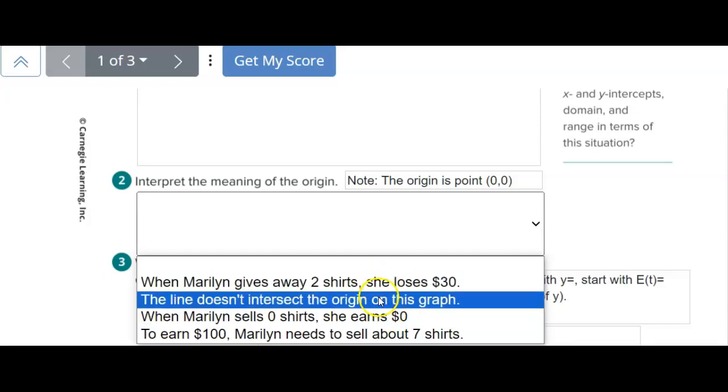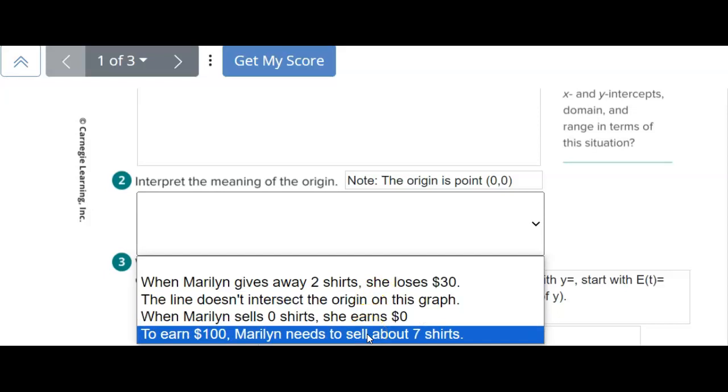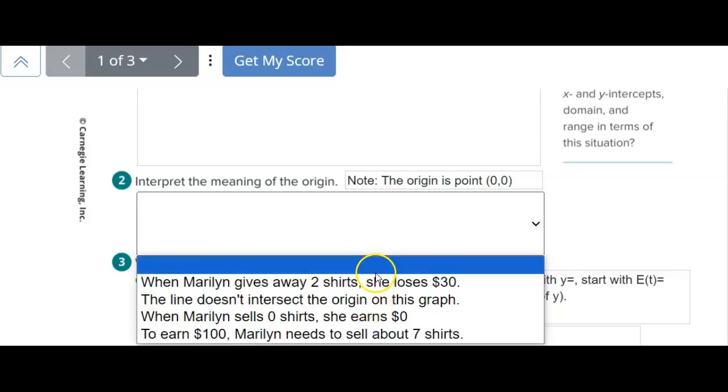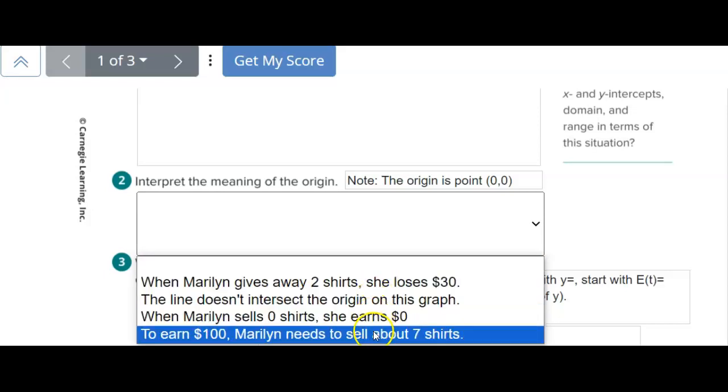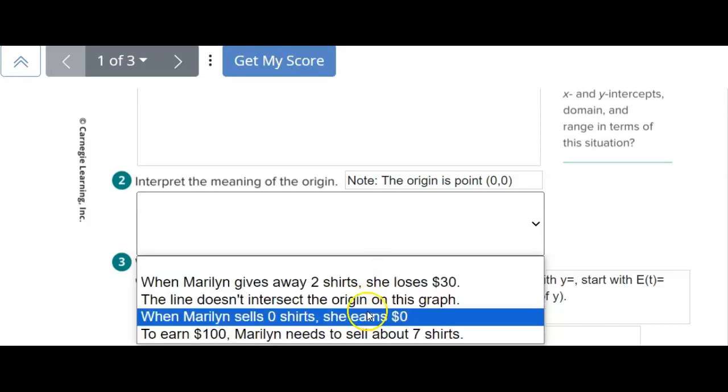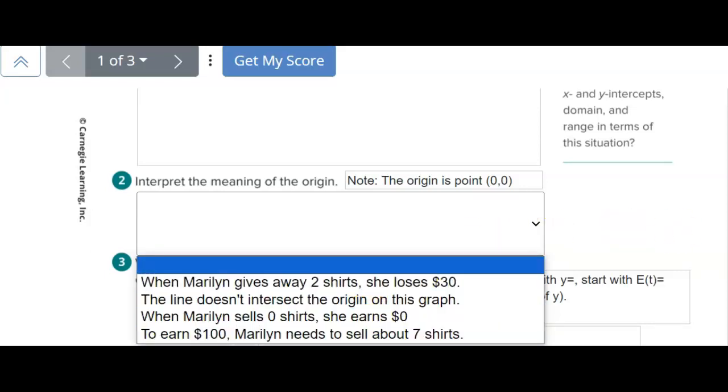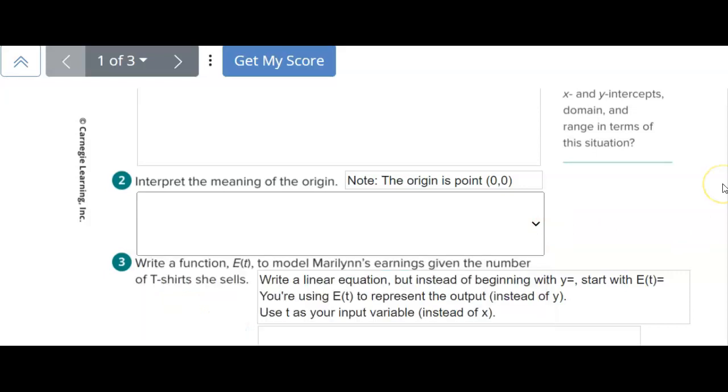So which one of these facts is based on the point (0, 0)? Read over the choices and then choose the choice that is the correct one. Then this next part is kind of new. For this next part, you're going to be writing a function, and it's going to be taking a slightly different form than what we wrote last week.